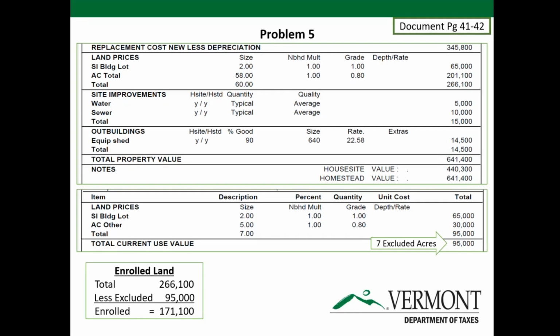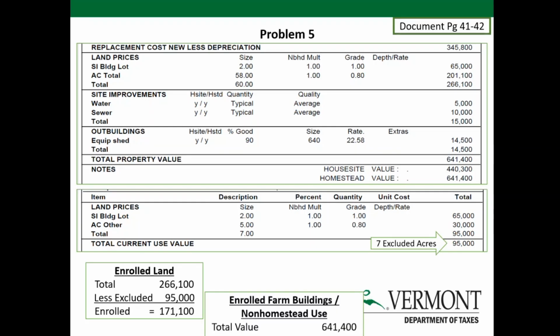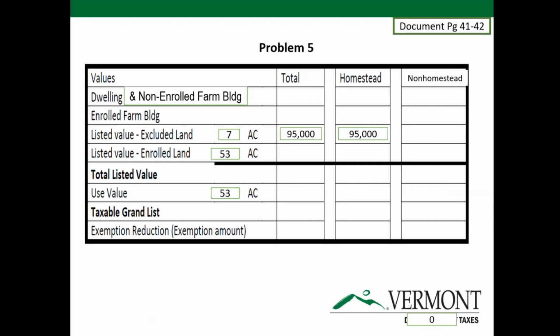So we're going to take the total land value that you can find on your cost report of $266,100. We are going to minus the $95,000 for the excluded land that we've just found, and the mathematical remainder is $171,100. That equals your enrolled land. So we're going to fast forward here, and we're going to place that number in the enrolled land row number 4 in your total and your homestead column.